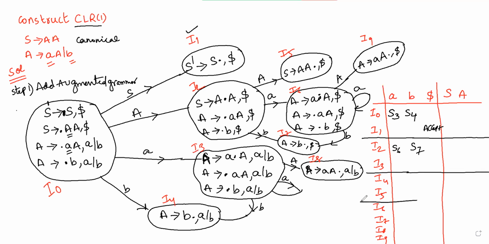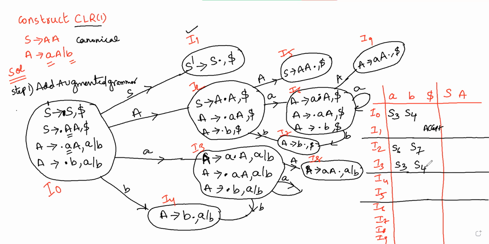Now you write I3. What is the value of I3? I3 on small a goes to I3 itself, so you write S3. Then I3 on small b goes to I4, so this is S4.